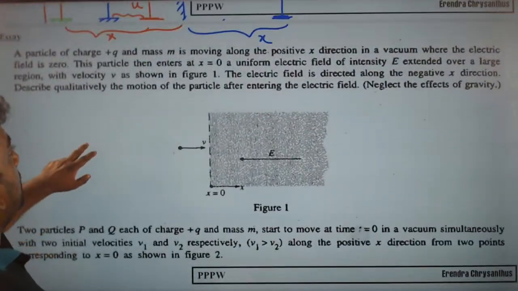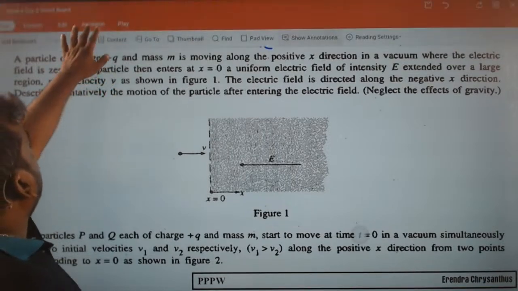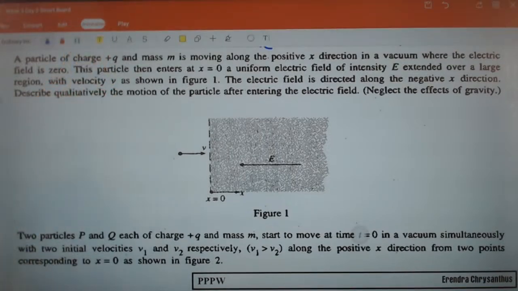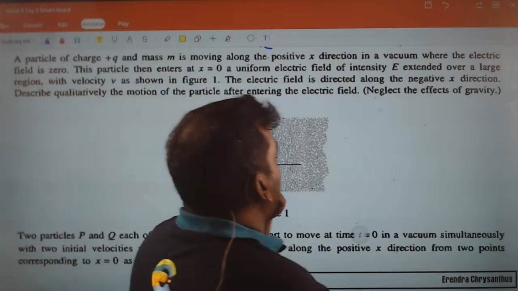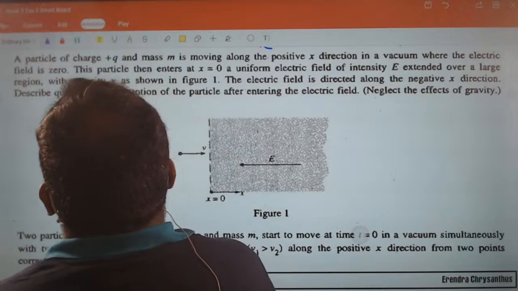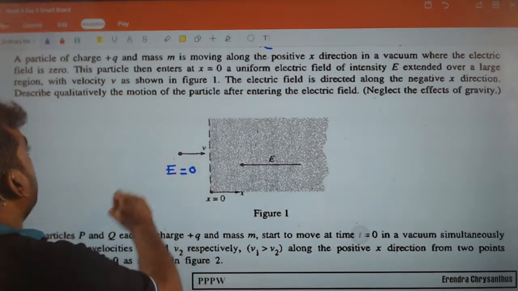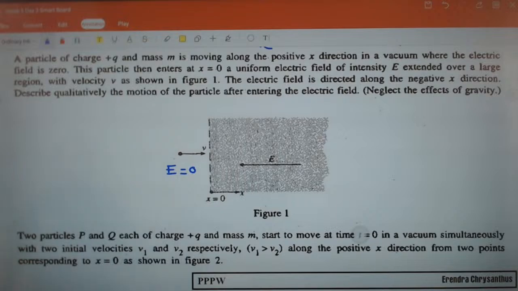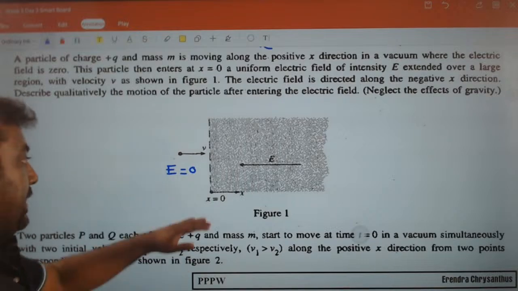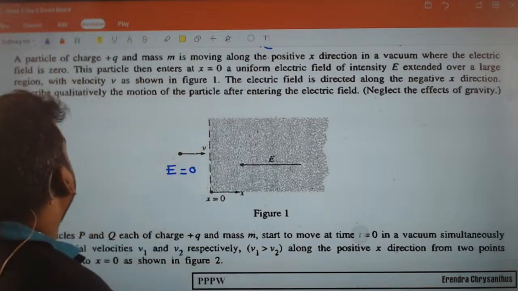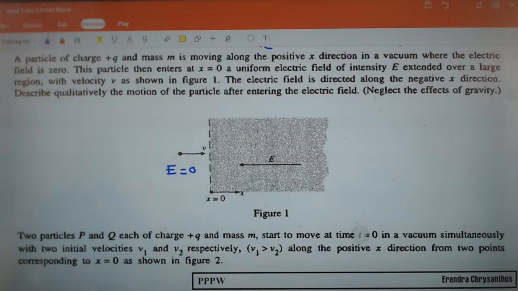Essay question. Have a look. A particle of charge plus q, mass m is moving along the positive x direction in a vacuum where the electric field is 0. Particle enters the electric field at x equal 0 with a velocity v. Electric field is directed along the negative x-axis. Describe qualitatively the motion of the particle entering.